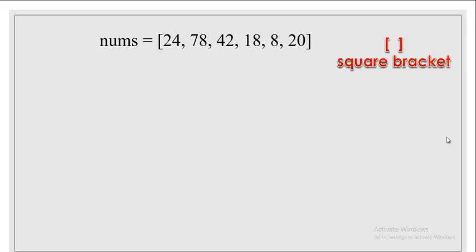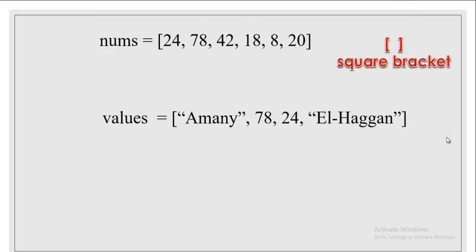Can we define a list with different data types? Of course you can. We can assign strings with numbers and with different data types. Here is the second list.